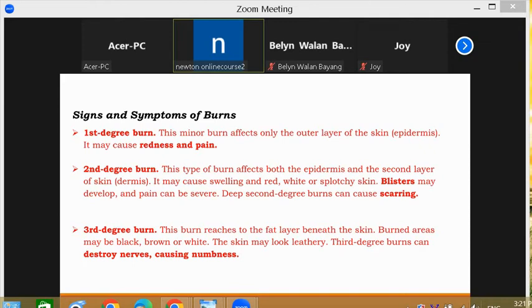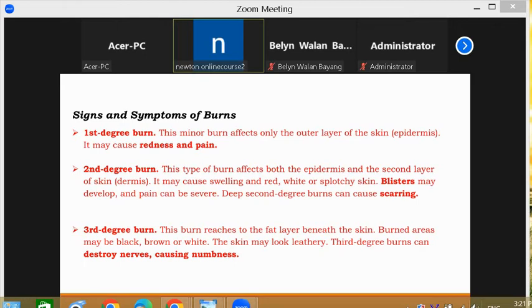There will be a blister. Blister means a fluid filled sac, for example, a pimple that is fully filled with water. That is what blisters are. Blisters may develop in the second degree burn. And in this situation, the patient will be having very severe pain.